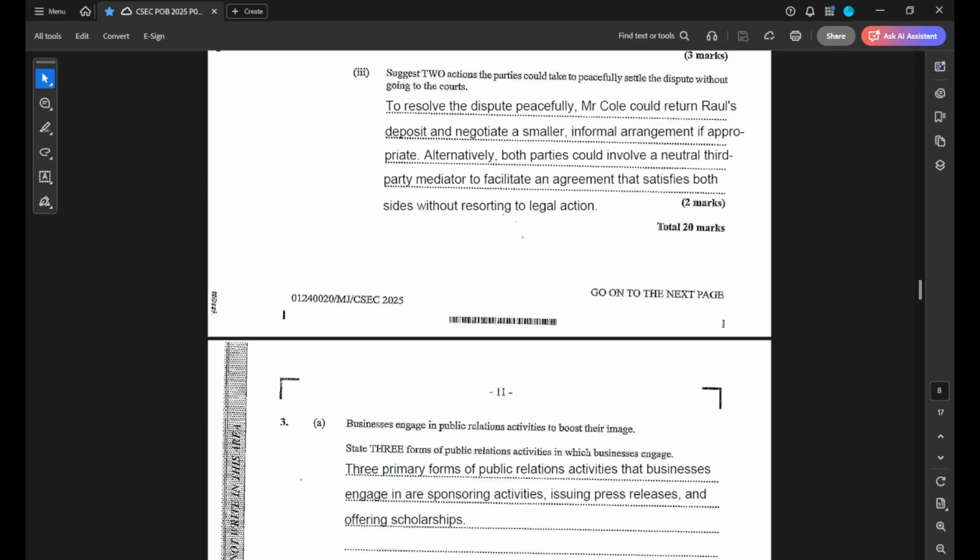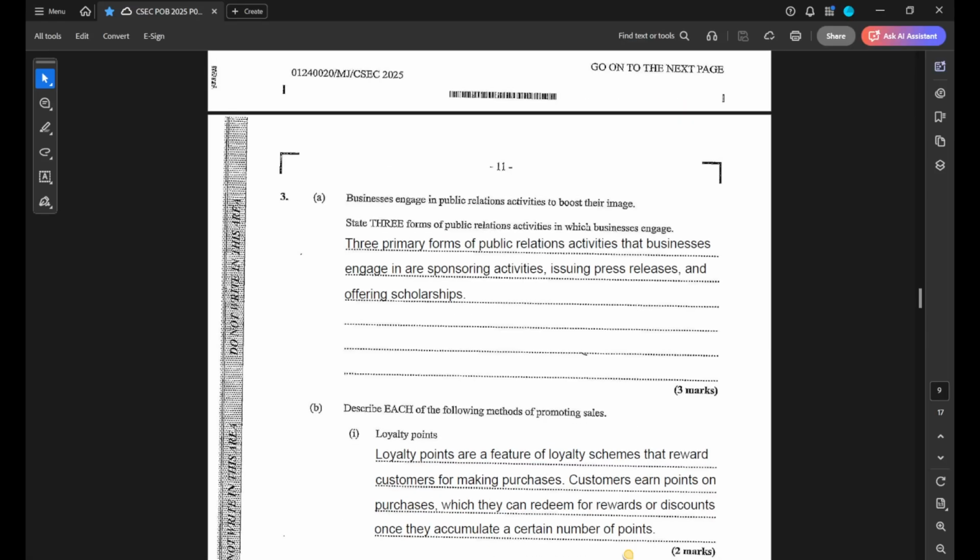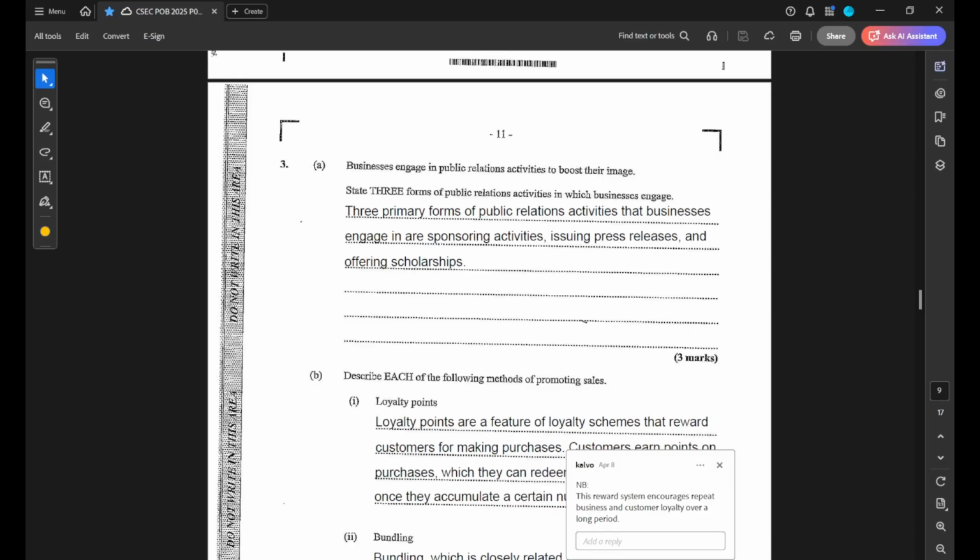We have loyalty points. Loyalty points are a feature of loyalty schemes that reward customers for making purchases. Customers earn points on purchases, which they can redeem for rewards or discounts once they accumulate a certain number of points. We should know that this reward system encourages repeat business and customer loyalty over time. So the customer is more likely to purchase something from that store if they know that they're getting points. And usually these points could be redeemed.